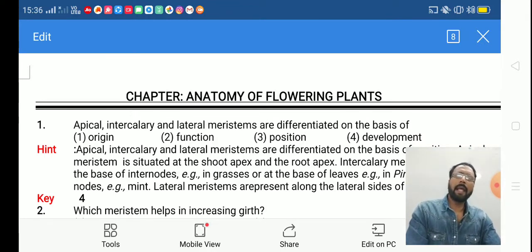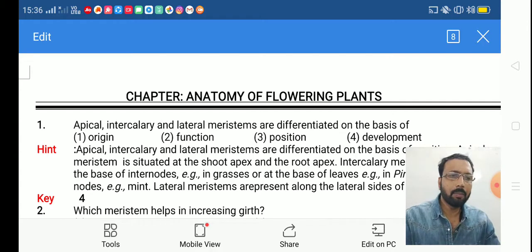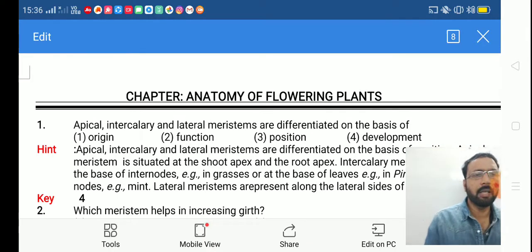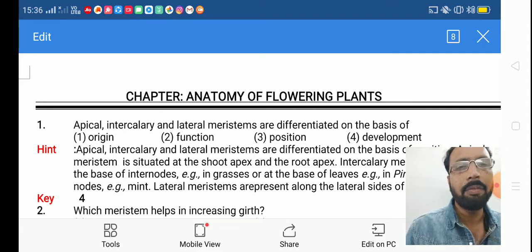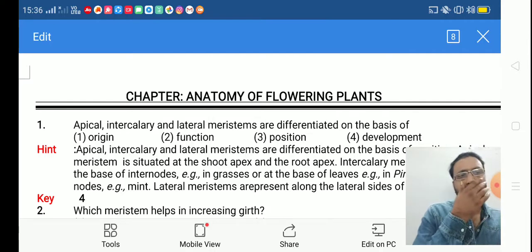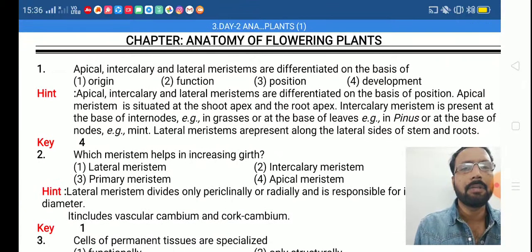One by one, look at this: apical, intercalary and lateral meristems are differentiated on the basis of origin, function, position, or development. Yes, the answer is development. Why is the first option not correct? Based on their origin, these meristems are of two types, primary meristem and secondary meristem. Based on their development, they are apical, intercalary and lateral meristems.